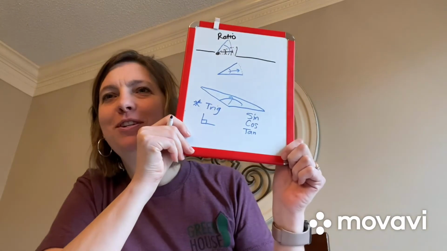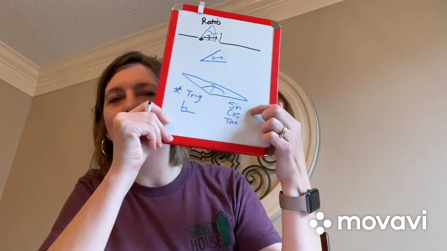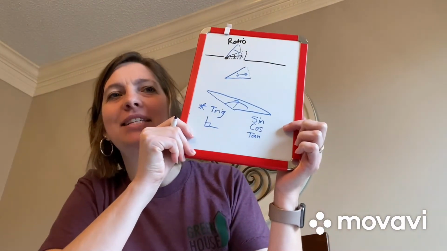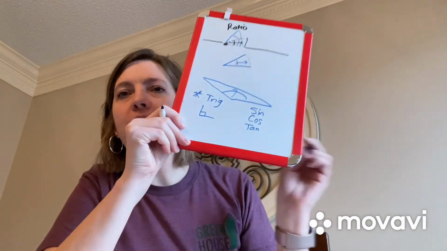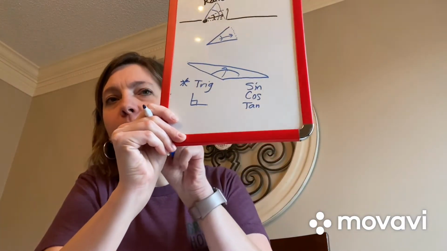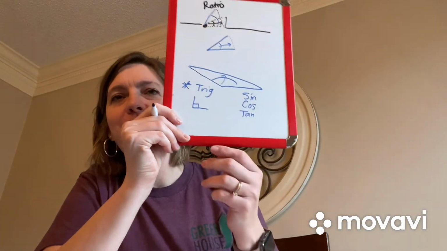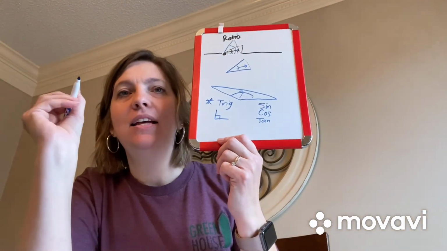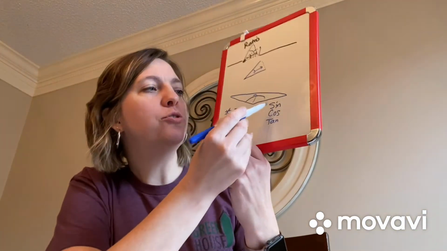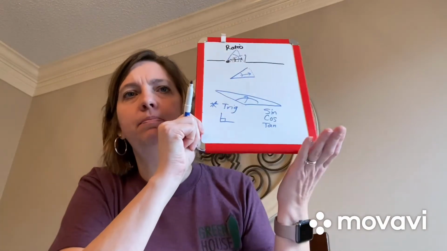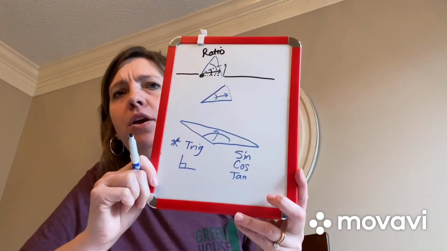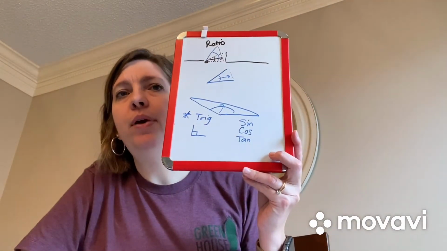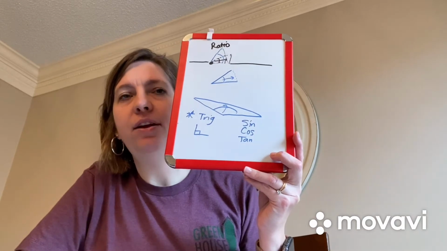Now, I've had a few students say, Miss Kim, that's sin. No, it's sine. It's spelled S-I-N-E. But if you grab your calculators right now and look for the button, it's going to have S-I-N. That means sine. Sine, cosine, and tangent. Those are three trig functions, and they can only be used when we're dealing with a right triangle.